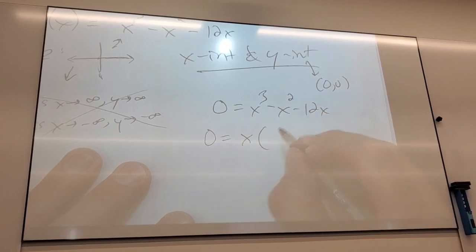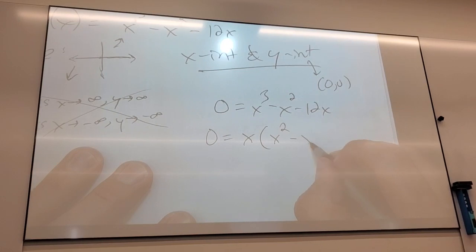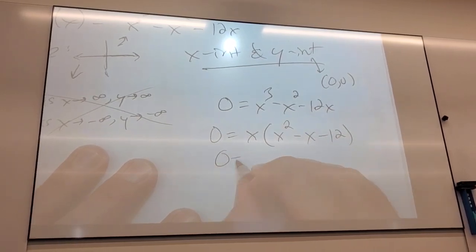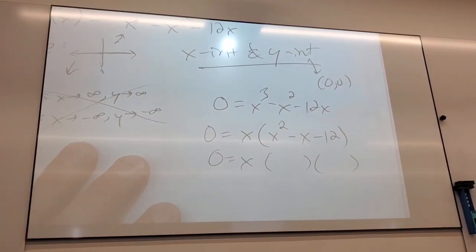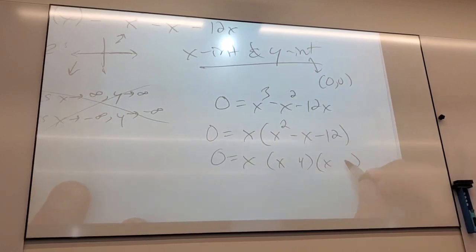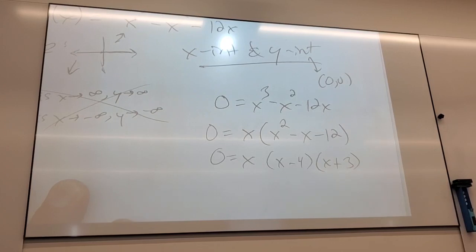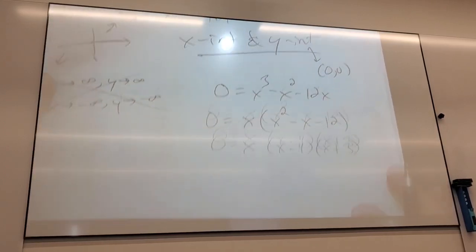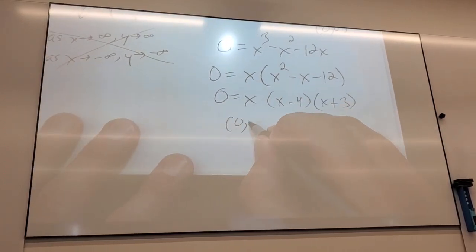Take an x out, what do you get? x times (x squared minus x minus 12). Don't try to think ahead too much. x minus 4, x plus 3. All right, so 4 and 3 make 12. If I make the 4 negative, that makes negative x in the middle. So what are my x-intercepts? 0, 4, and negative 3.